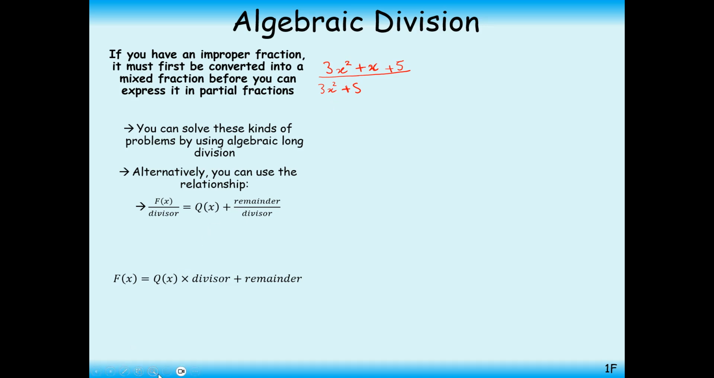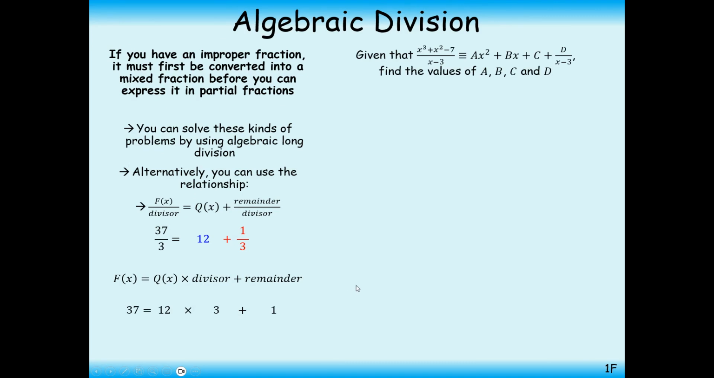Okay, so let's see how to deal with improper fractions. If you had 37 over 3, first you would divide 37 by 3 and you get 12, and the remainder would be 1, which you would put on top of the number you're dividing by. The number we're dividing by is the divisor, so you always put the remainder on top of the divisor, and you call the 12 the quotient. Just like you would write 37 as 12 times 3 plus 1.